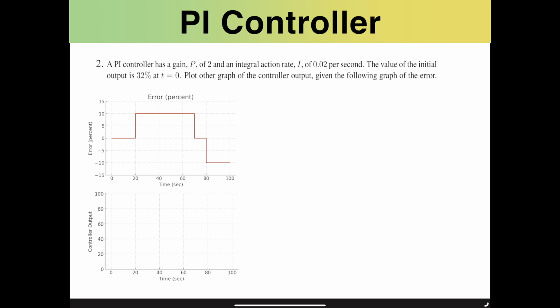So let's move on to the second question, which is an interesting one, and following up the same PI controller, but this time in time. Now the question is, a PI controller has a gain of P, the same information, the value of the initial output is 32% at t equals 0. Plot the graph of the controller output given the following graph of the error.